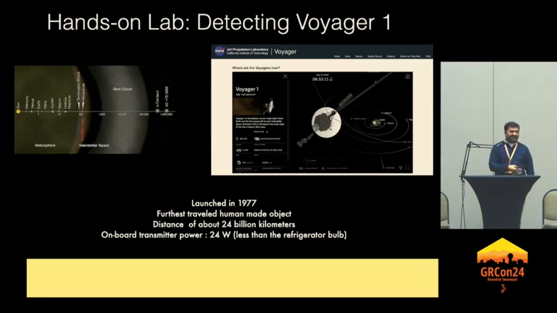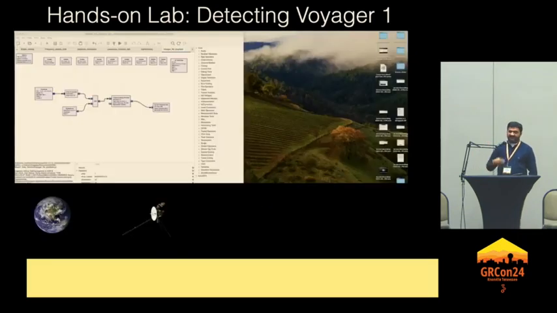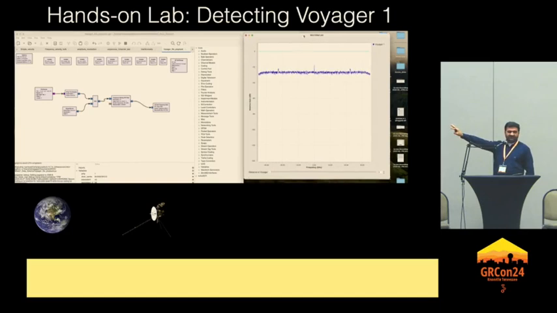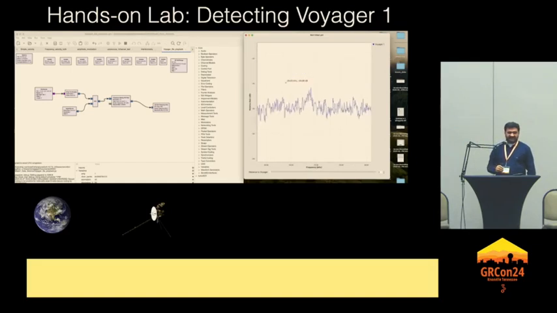We have recorded data from Voyager, and we can play it back. This is a lab that we have designed for community colleges where they can get the data from our website and, with a very simple GNU Radio toolbox, build a flowgraph to play back the signal that we received from Voyager. They can look at the carrier wave and the sidebands, and play with them.